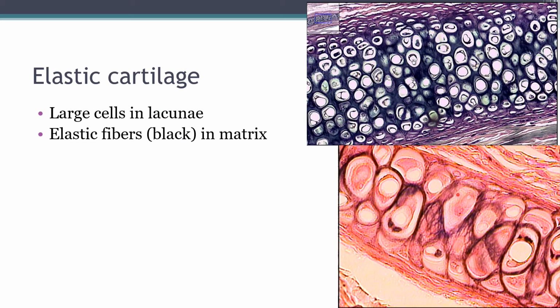But really the dead giveaway is you see these chondrocytes and lacunae, but then when you look in the matrix, you see these black fibers. So these are elastic fibers. So the combination of chondrocytes and lacunae and elastic fibers in the matrix, that's elastic cartilage.